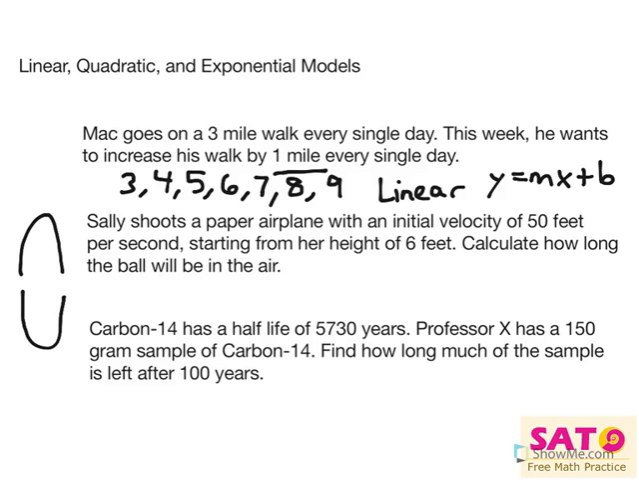And here we have initial velocity, so we know that it's going to start and go up, and when it goes up it has to go down, so we know it's a quadratic word problem. And this would be quadratic, and we would use y equals ax squared plus bx plus c.